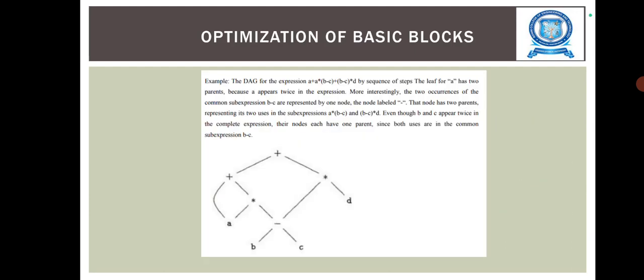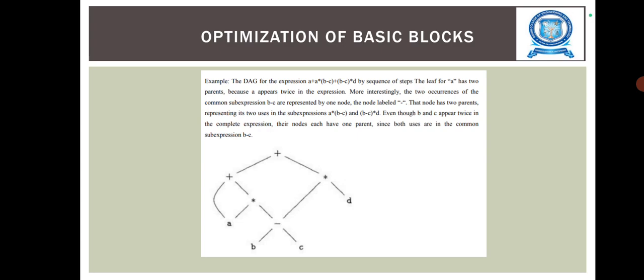Next, we are going to see one example for a directed acyclic graph. The DAG for the expression a + a * (b - c) + (b - c) * d is constructed by a sequence of steps. The leaf for a has two parents because a appears twice in the expression. More interestingly, the two occurrences of the common sub-expression b - c are represented by one node.